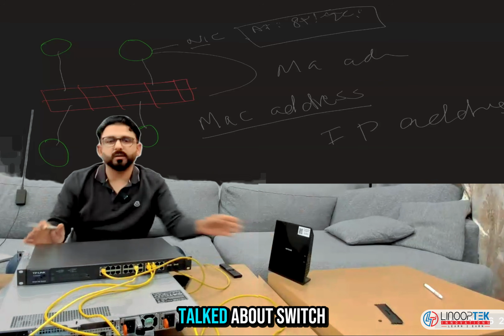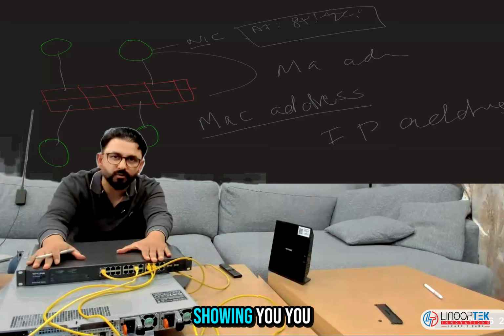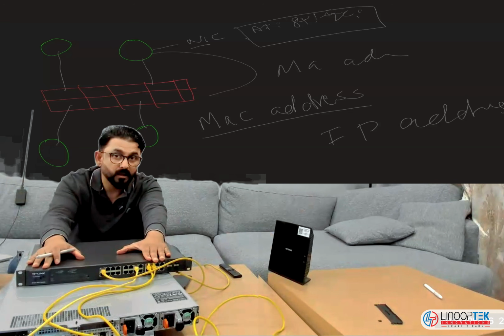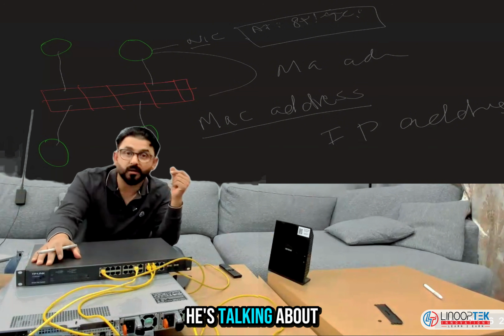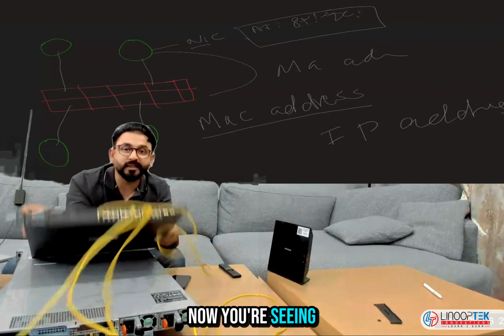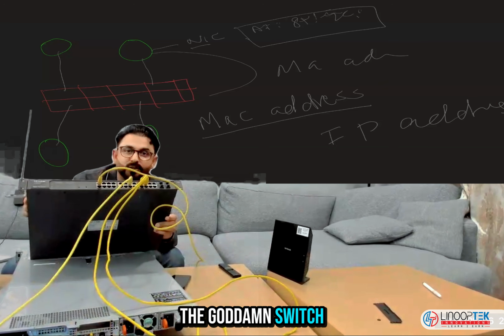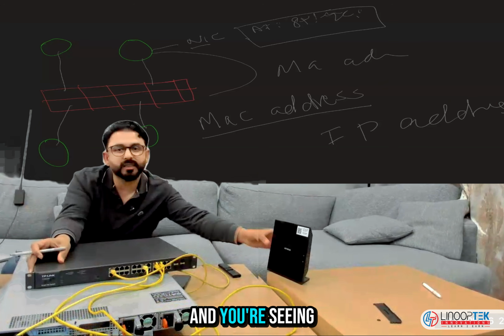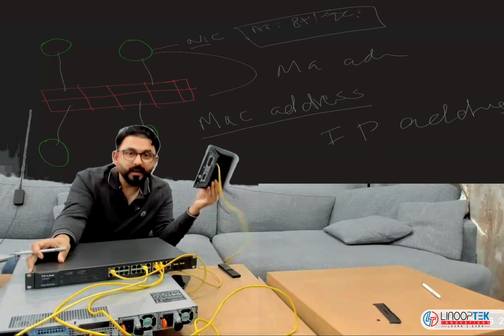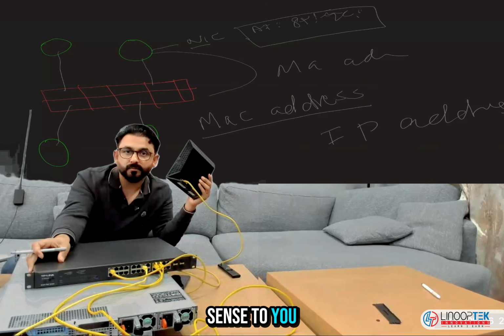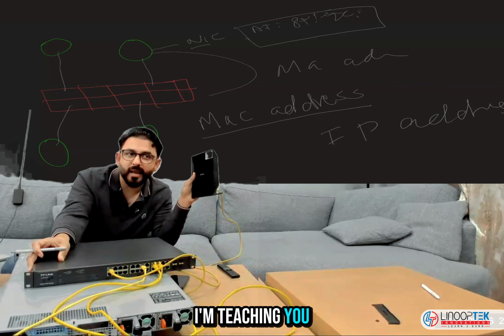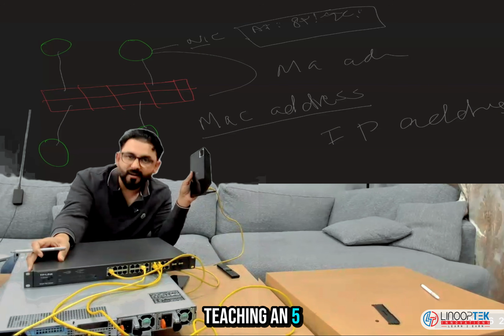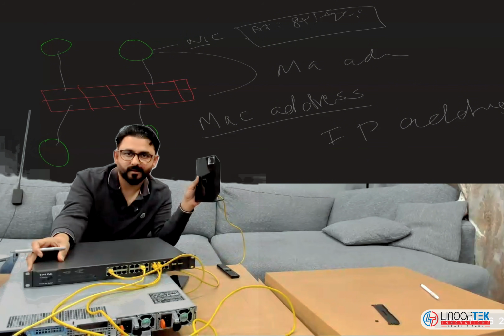If I just talked about switch and router without showing you these devices, you would be thinking this guy is the craziest person, I don't know what he's talking about. Now you're seeing the switch over here, and you're seeing the router over here. It should make a lot more sense to you. Does it make a lot more sense to you guys? I'm teaching you like I'm teaching a 5-year-old kid.